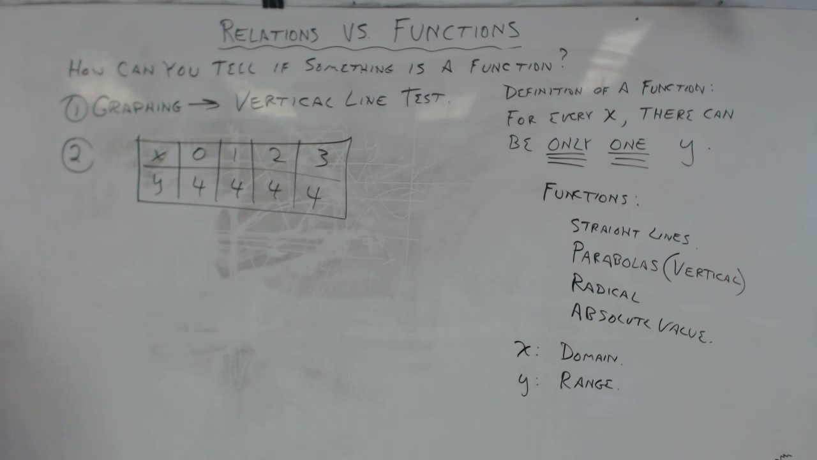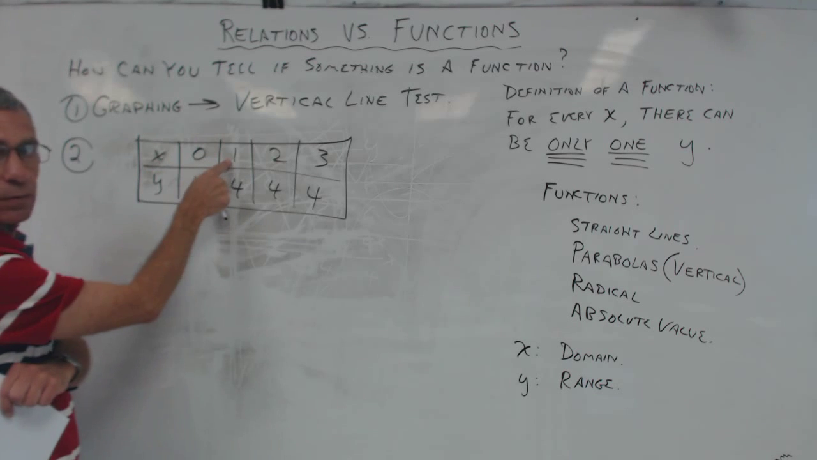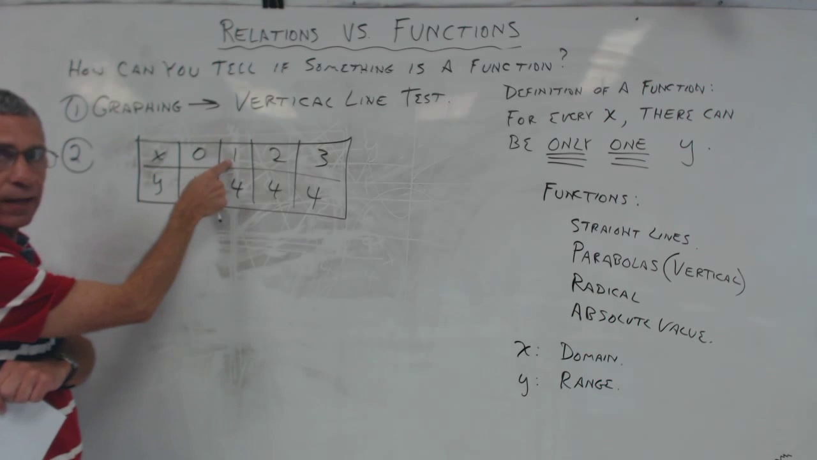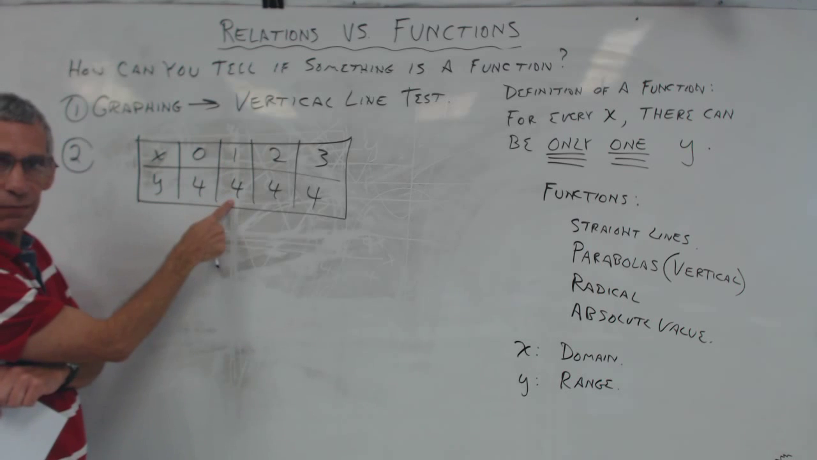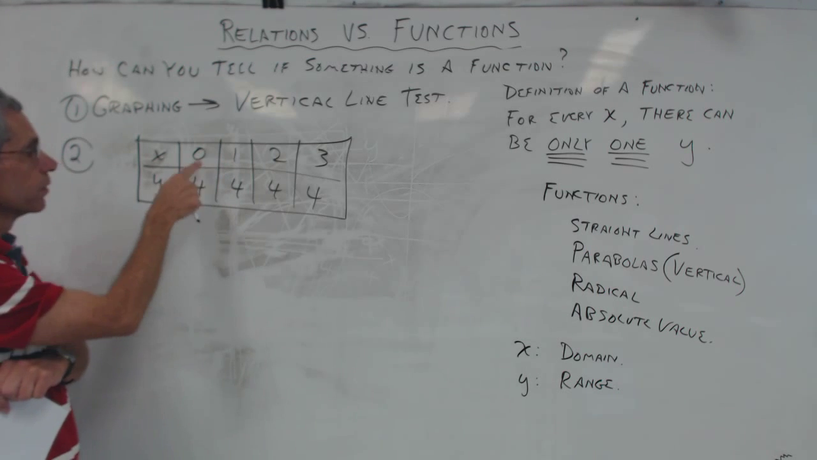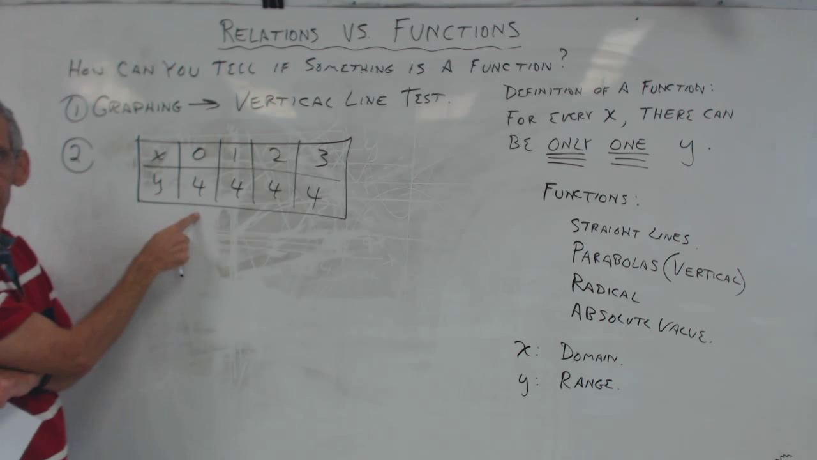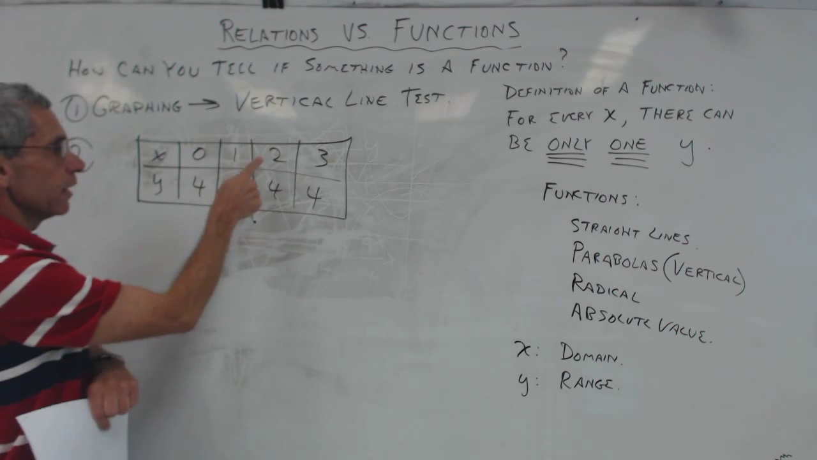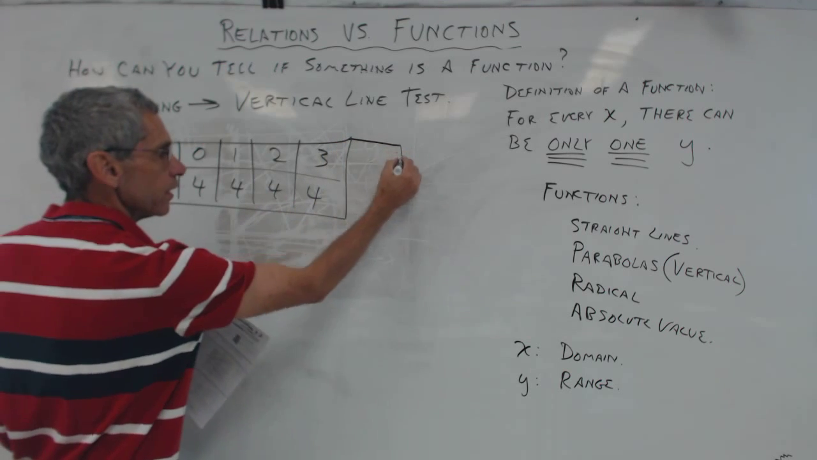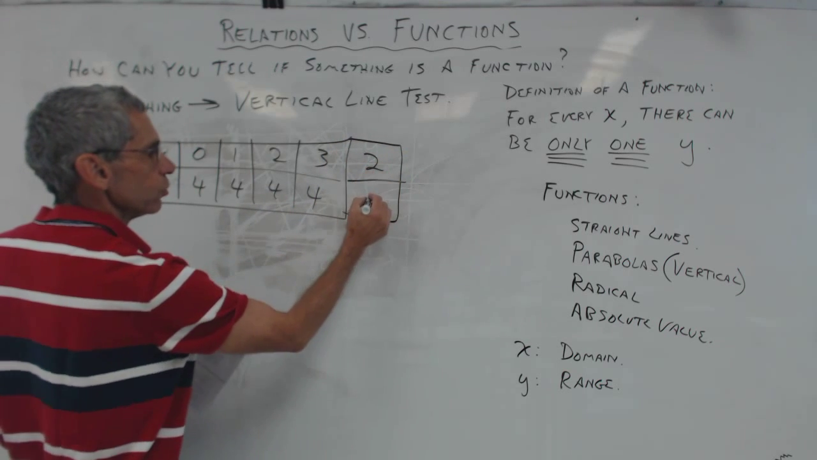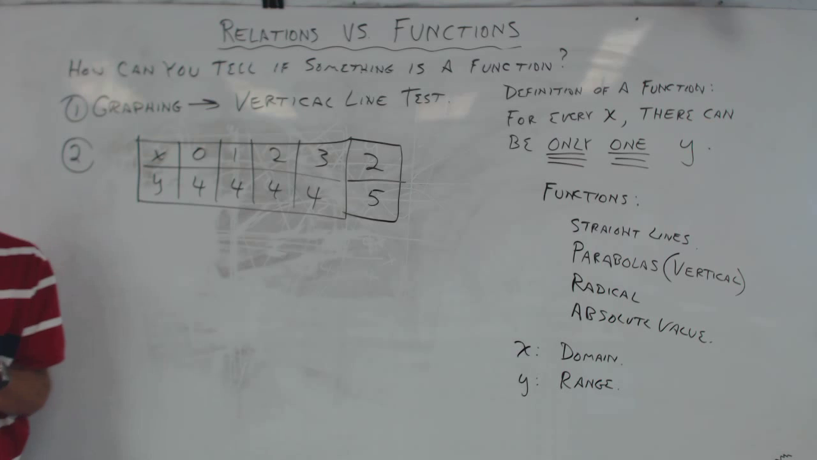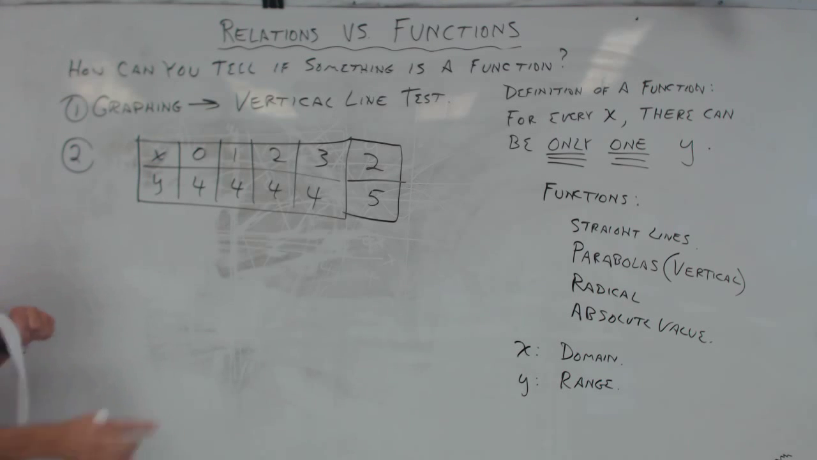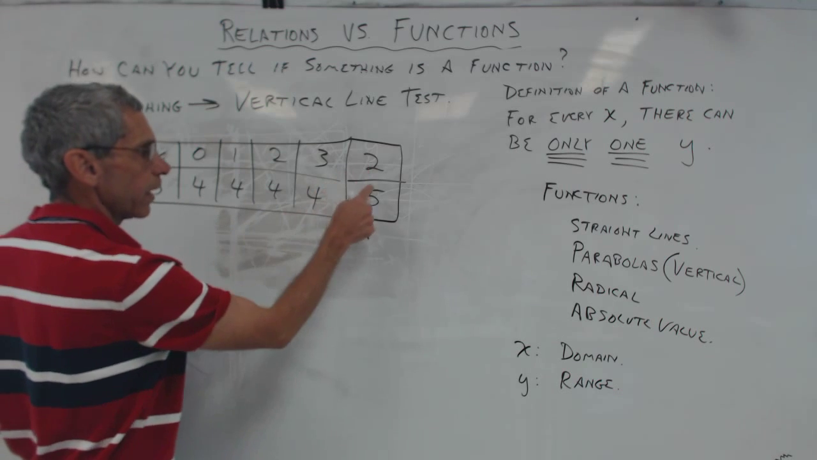There's one y for every x. 1 does not have any other value of y than just the 4. 0 does not have any other value of y than just the 4. 2 does not have any value other than 4. Right? It would be a problem if I had done this. I said 2, 5. Then it would be a problem. You see what I'm saying? Because then the 2 would have a value of 4 and a value of 5.